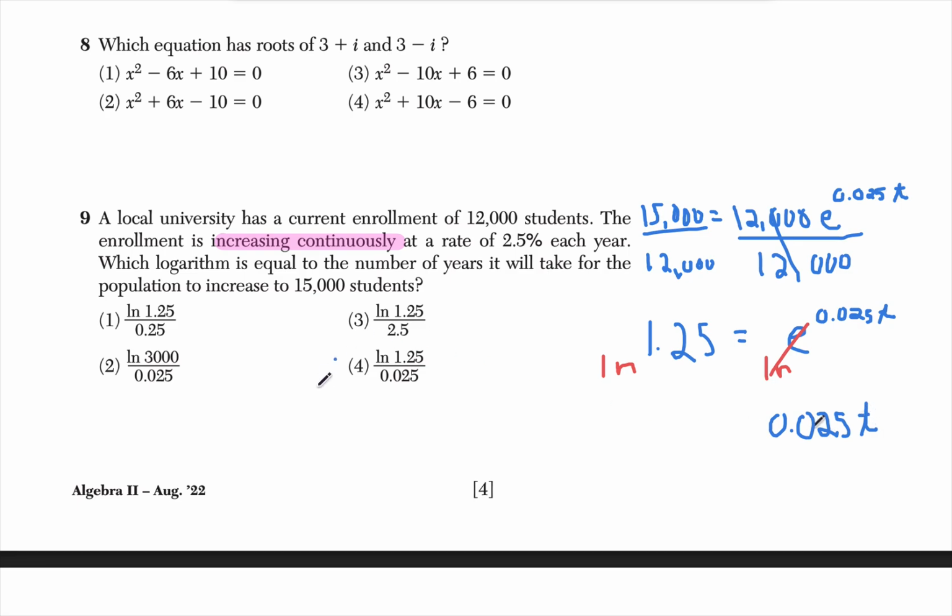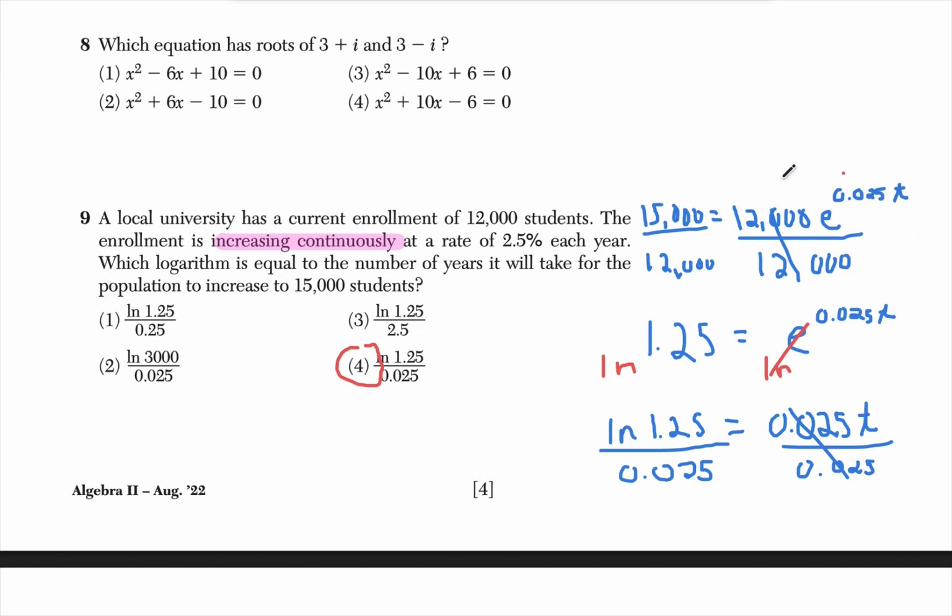0.025t. If I look at my answer, every answer has me not getting an actual value for this. I'm just going to keep it as the ln of 1.25. And then right now, it's a basic one-step equation. Divide both sides by 0.025. And what does t equal? Answer choice number 4.